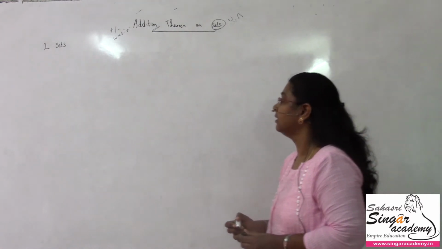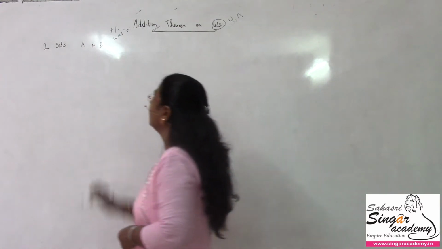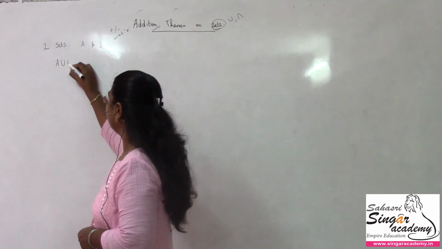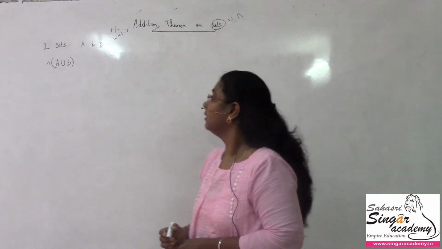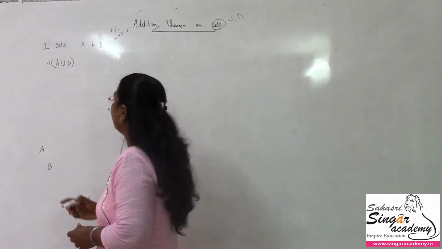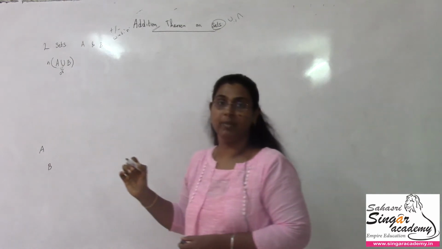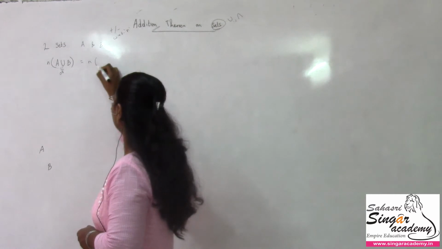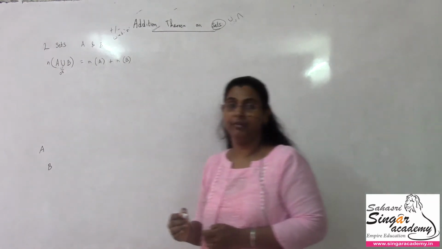Two sets. Let me take set A and set B. Let me have A union B and the cardinal number of that, n of A union B. When I say A union B, which means union stands for or, A la andalum sari, B la andalum sari, rendume nama consider pananum. Appo I'll be taking the whole of A and also the whole of B. Right? Whole of A and also the whole of B.